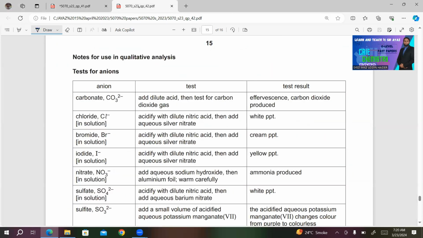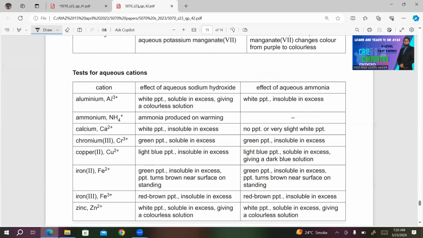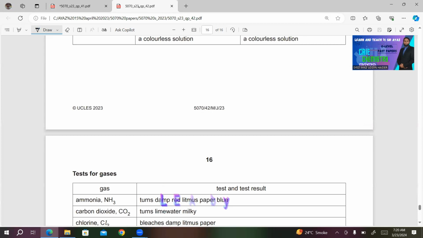You can check the test from this qualitative analysis list. You see the test for gas here, ammonia. It's turning damp red litmus paper blue.